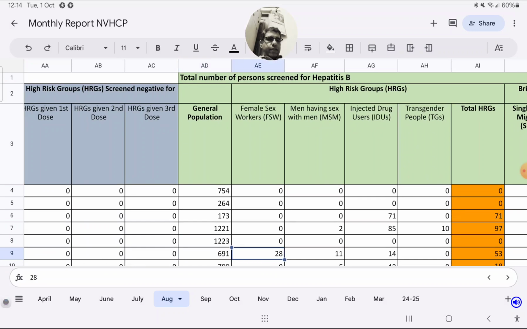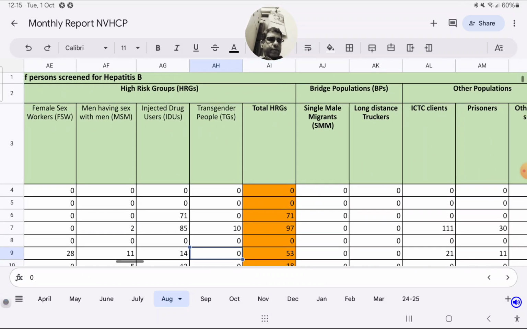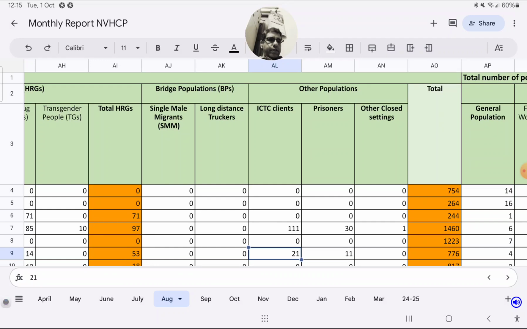FSW screened 28. MSM screened 11. IDU screened 14. Transgender screened 0. SMF 0. LT long distance truckers 0. ICTC client 21. Prisoner 11. Other closed settings 0. Total 776. So the entire thing is adding up to the number which as a whole they have shown for screening. So this is only a division of the screened population among various categories.